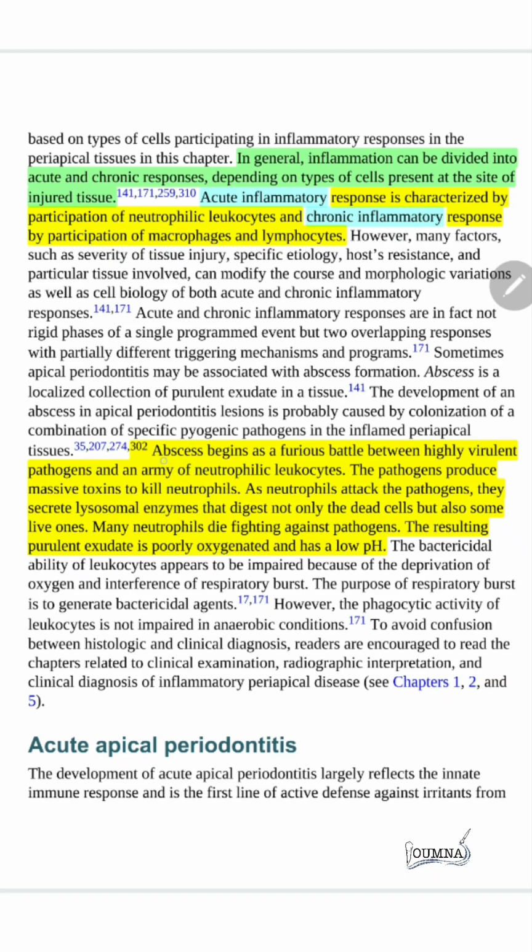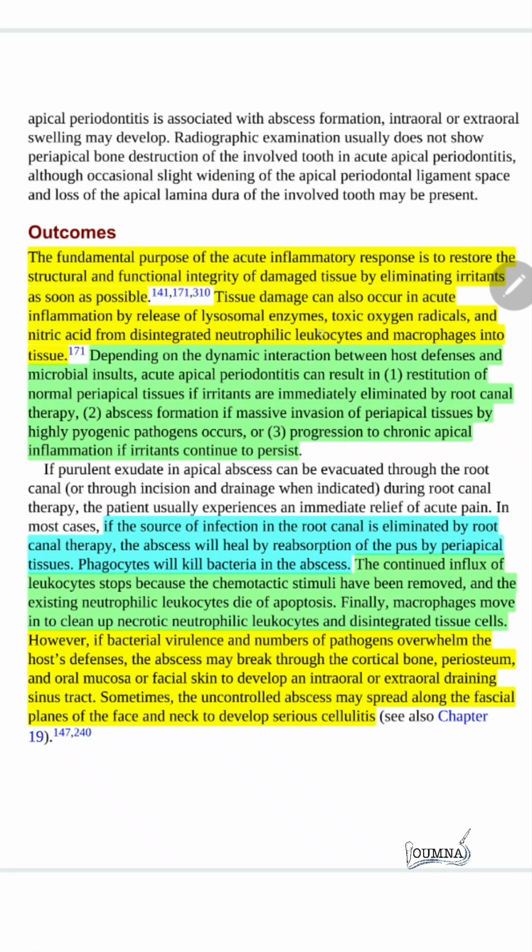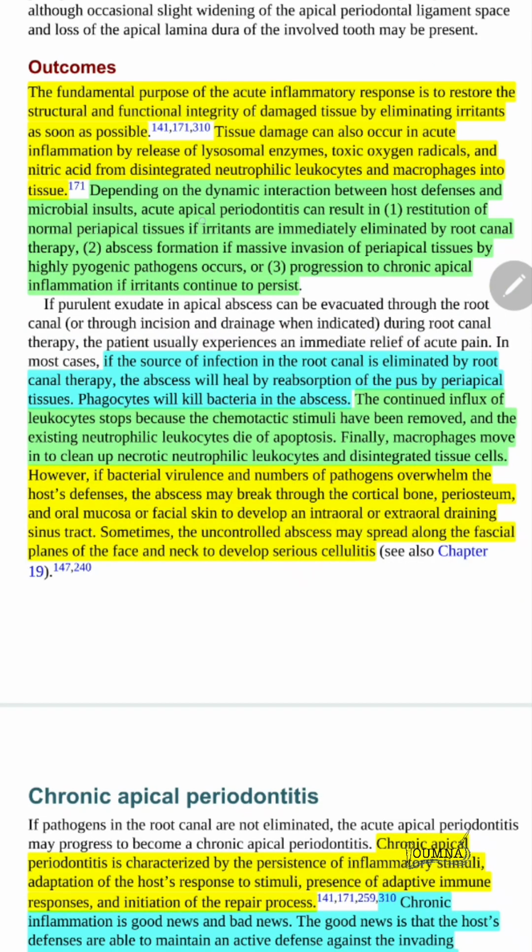Abscess can be associated with acute apical periodontitis or with the chronic ones. But when we see this yellowish fluid, we must know that this is the result of a war that has happened between the immune cells and the pathogens. Now this is important. When this acute inflammatory response happens and the patient is suffering from high pain symptoms, the case can get into three directions.